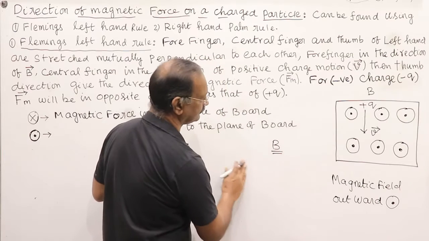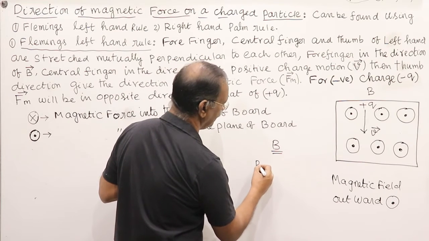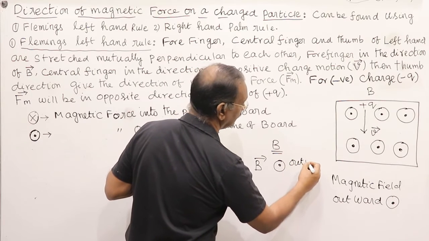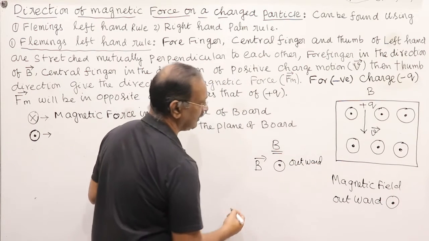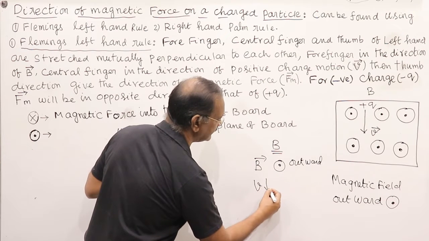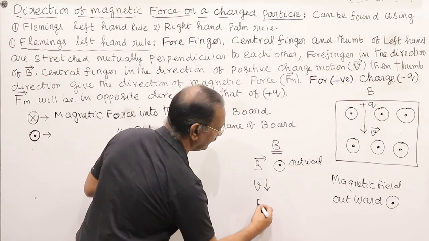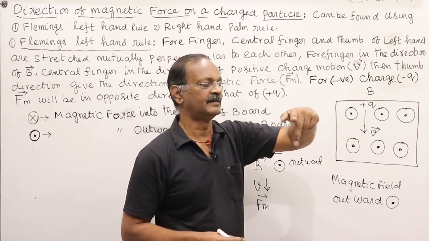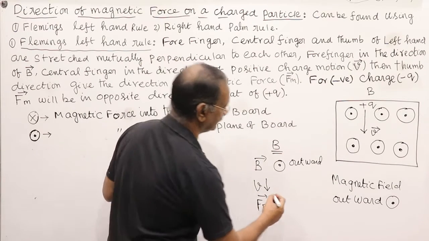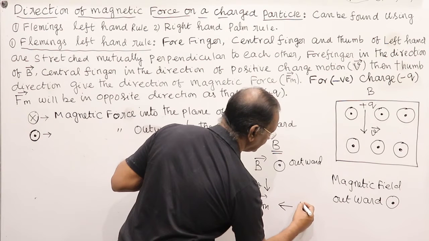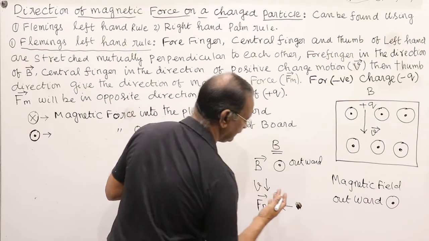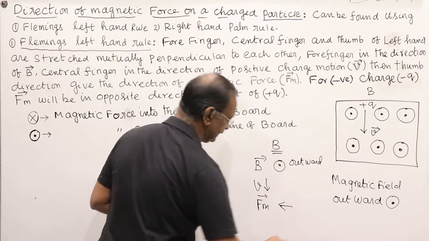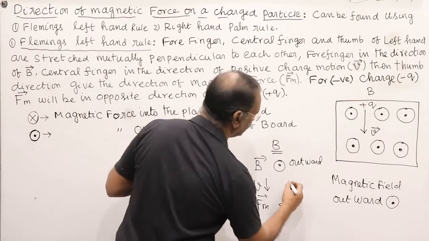We can write like this for this one. For B, magnetic field B is in this direction, that is outward, and velocity is in the downward direction, and magnetic force is in this direction. This is for plus Q charge.